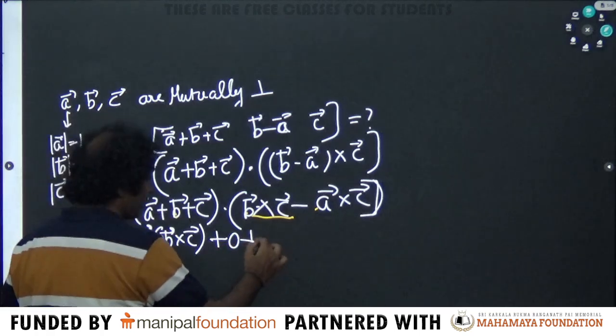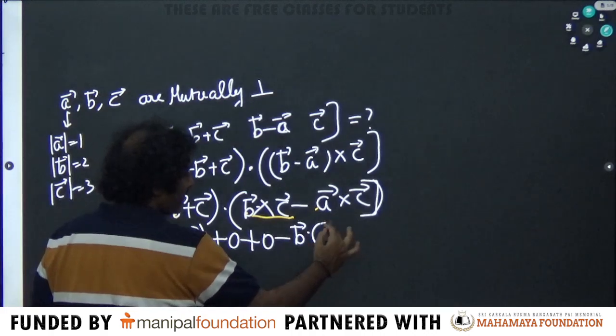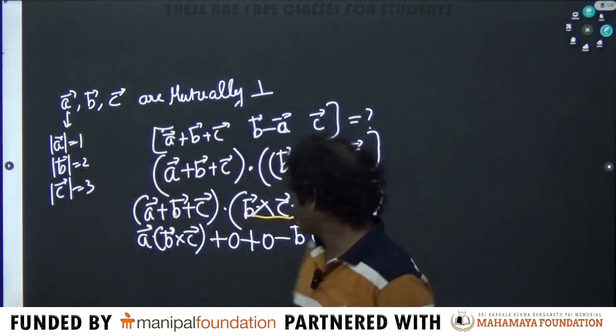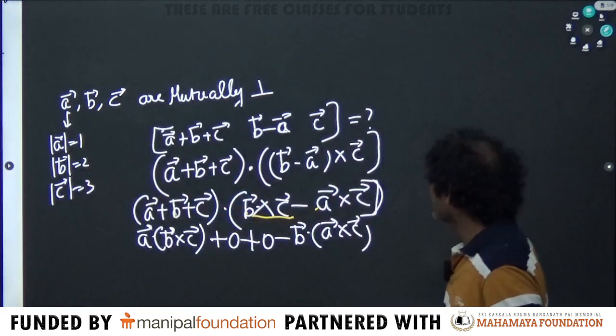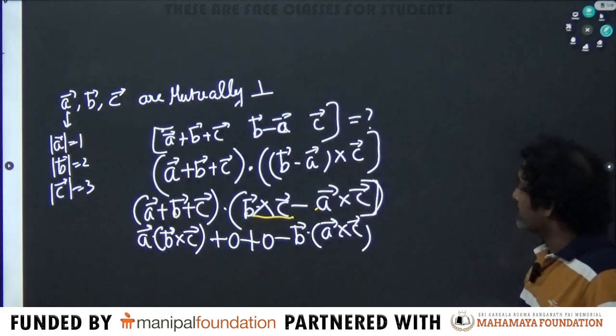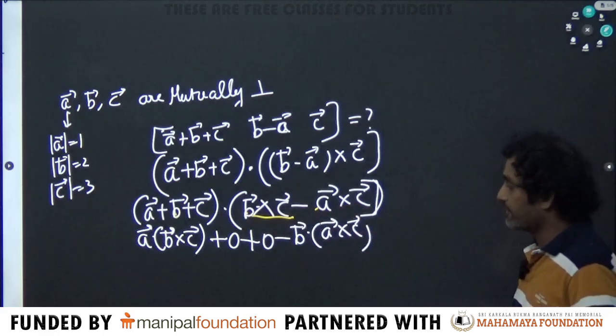The dot product will be 0 and this you have to write B vector dot A cross C. Is that okay? Yeah. And what else is there? Hold on. C with this will go. C with this also will go. So only these two are left.